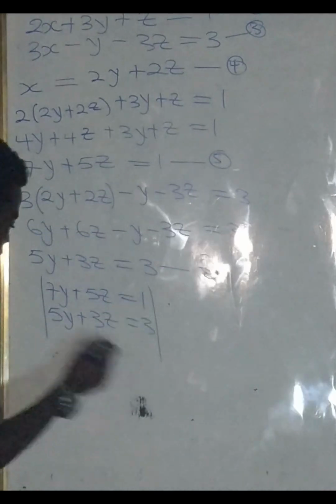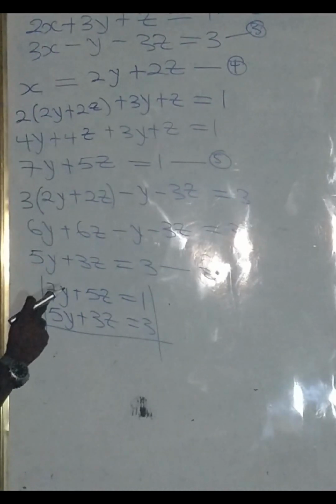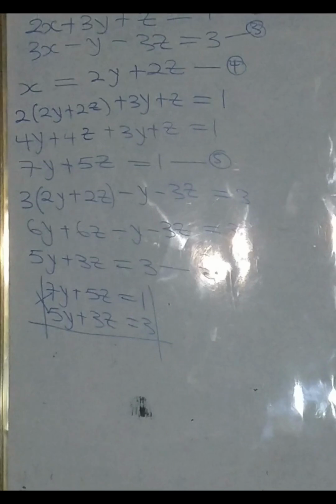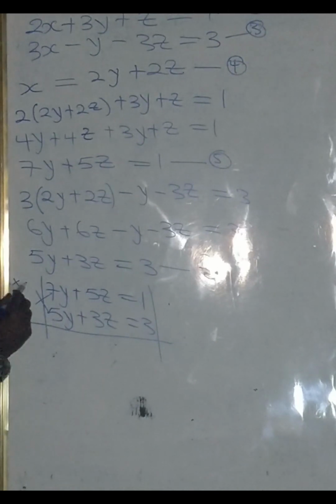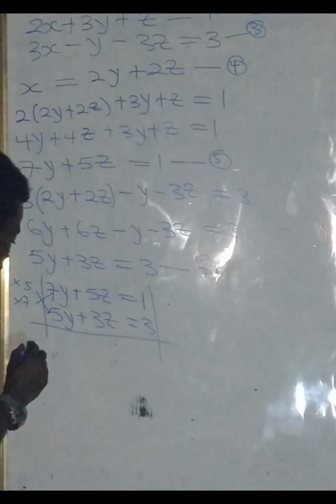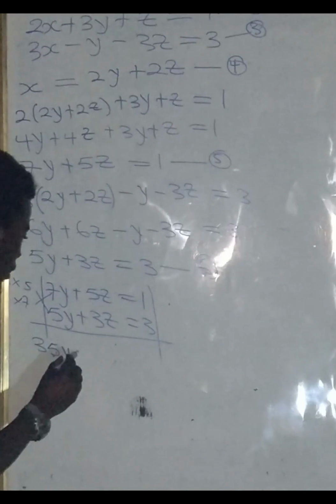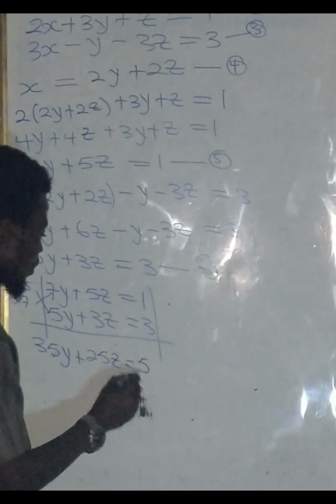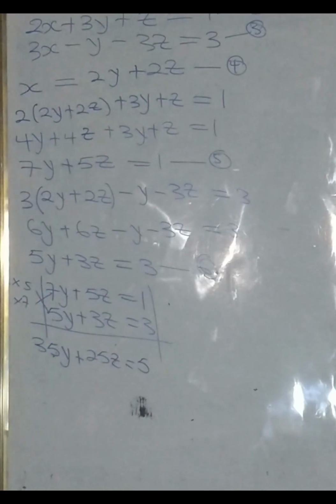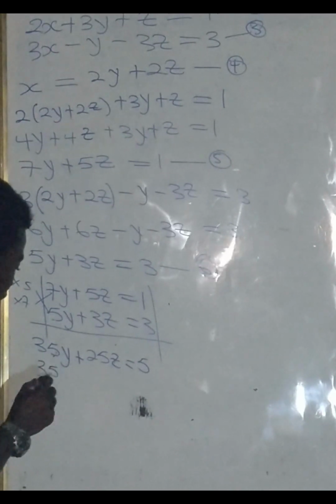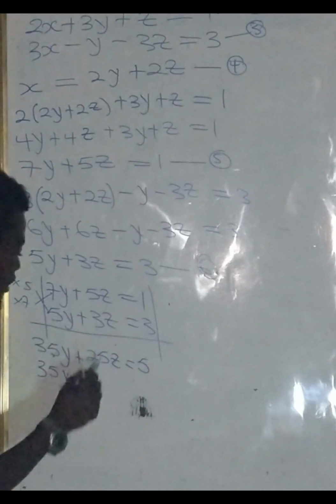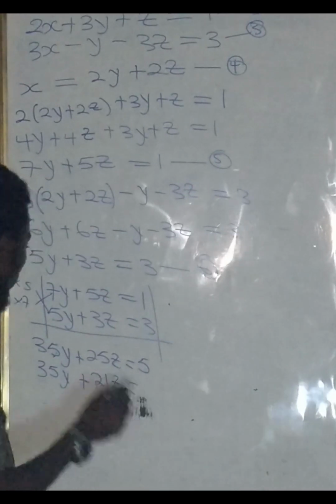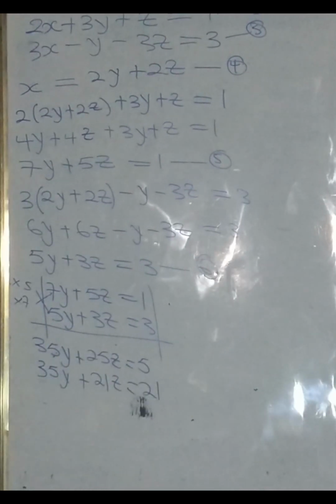Look at this: here you have 7, and here 5. Just assume you are cross multiplying. Here is 5, multiply by 5; here is 7, multiply by 7. Now 5 times 7 is 35y, plus 5 times 5 is 25z, equal to 5 times 1, which is 5. Then 7 times 5 is 35y, plus 7 times 3 is 21z, equal to 7 times 3, which is 21. Are we okay?